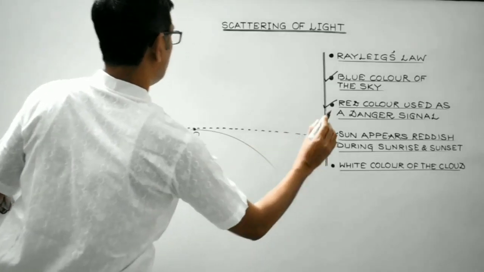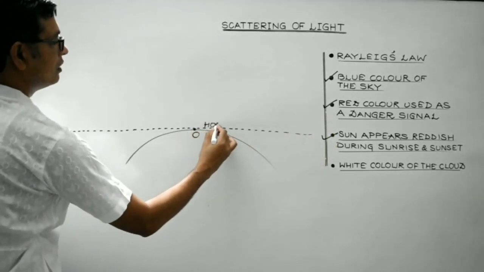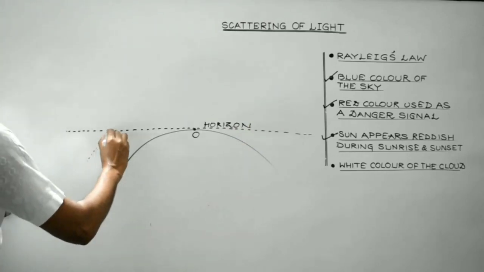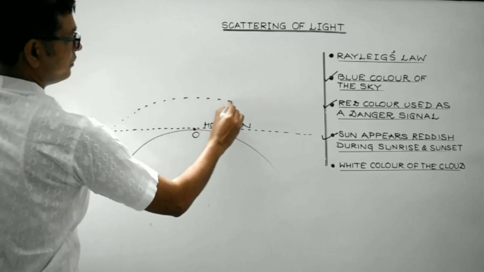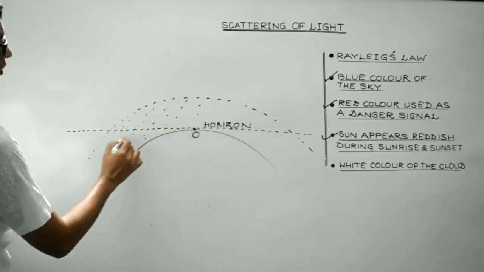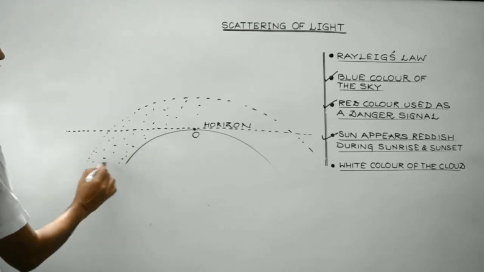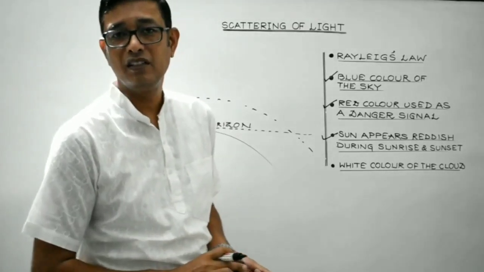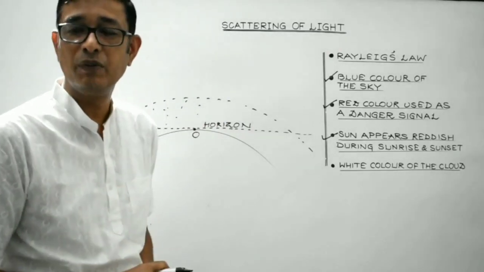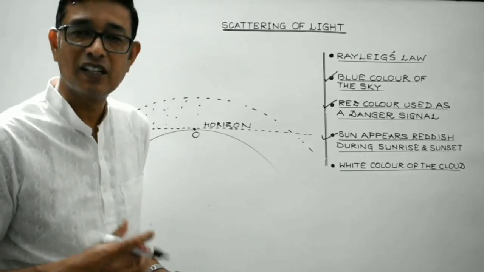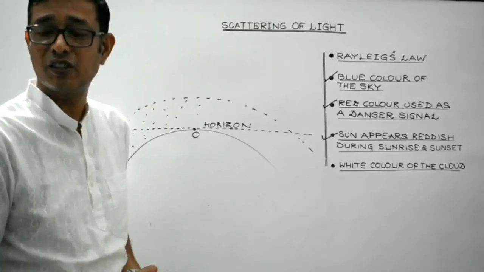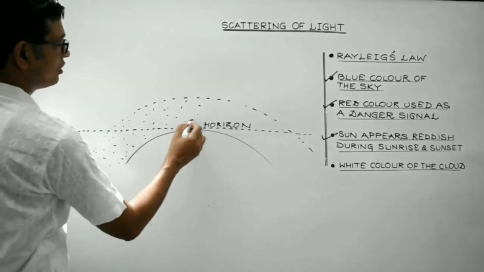Tangent at point O, right? This is the horizon. And suppose this is the Earth's atmosphere. Obviously, Earth's atmosphere is composed of gases, dust particles, water droplets, right? And 78% nitrogen, 21% oxygen, 0.03% carbon dioxide, and small traces of neon, helium, argon, isn't it? Dust particles and all that. These all constitute Earth's atmosphere.